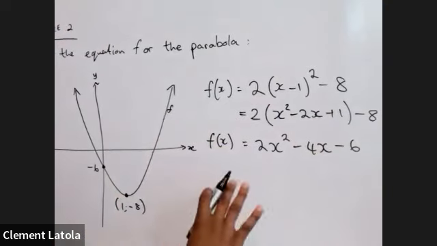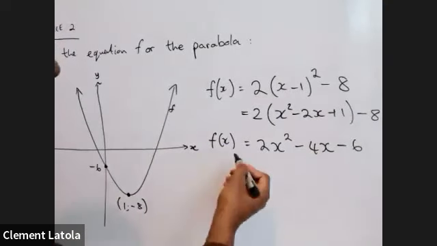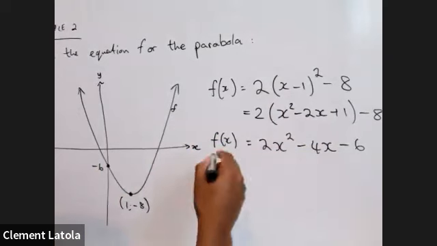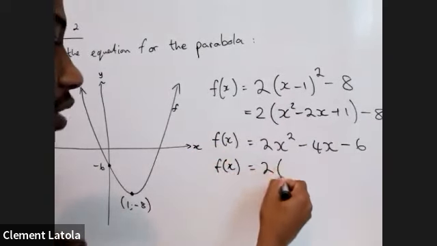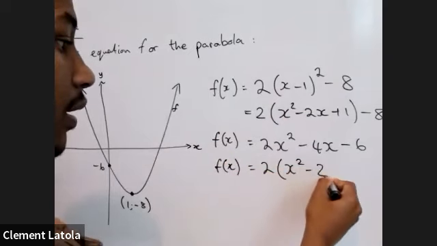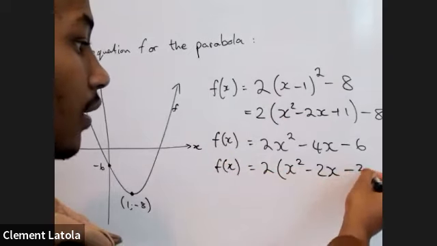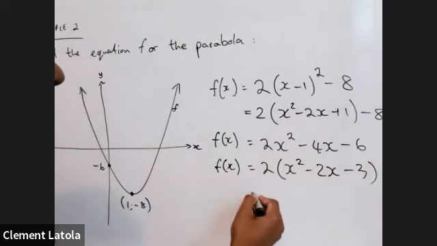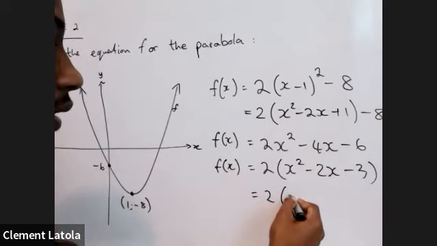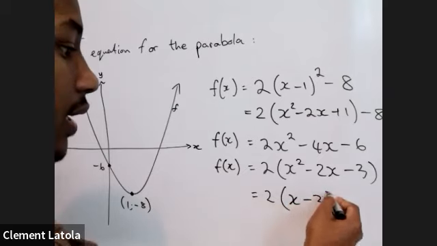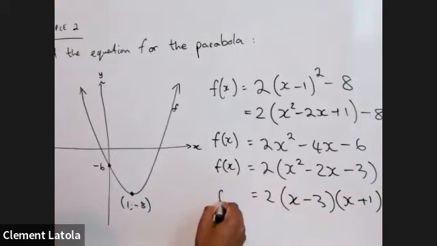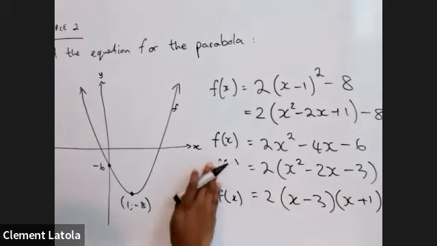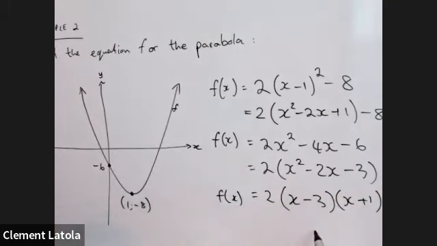Let's say you wanted to find it in the x-intercept form, because you maybe want to know what the x-intercepts were. So we can factor out the 2, take out 2 as a common factor, and then we can factorize: x minus 3 and x plus 1. And here you can now see what the x-intercepts are. It's positive 3 and negative 1.